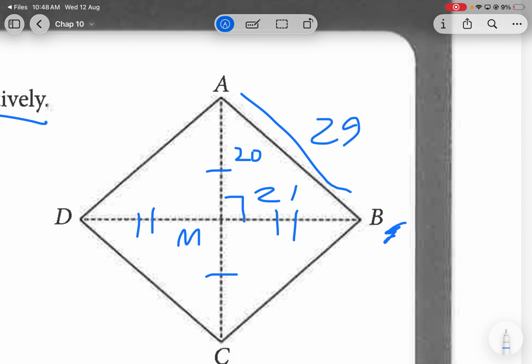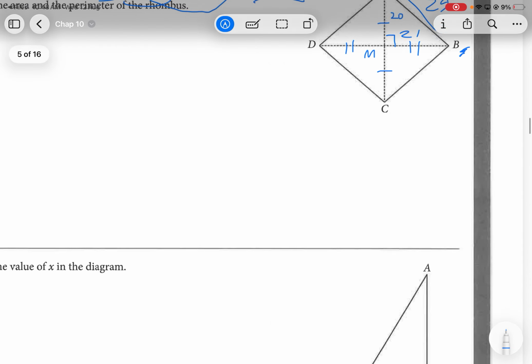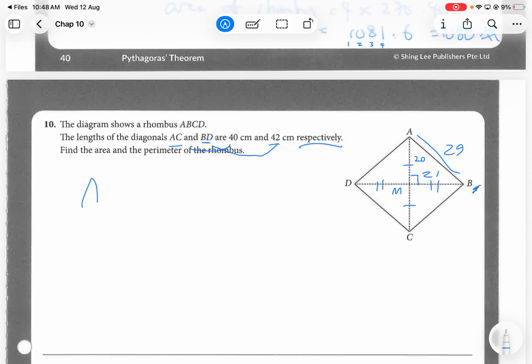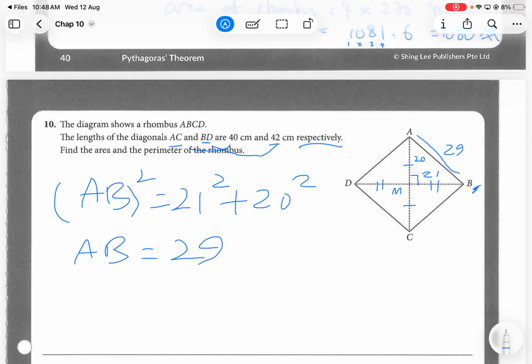Half times 24 is 12. 12 AP equals to 96. Divide both sides by 12. AP equals to 8. Once I know AP is 8, BP also 8. I know 8 and 8, I can find AB. Pythagoras Theorem. AB square equals to 8 square plus 8 square. Then I can find AB.